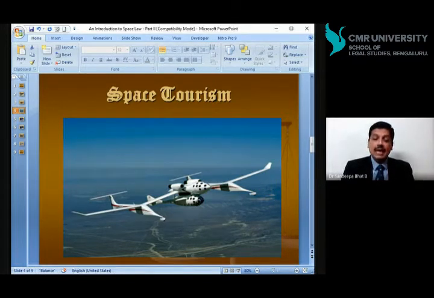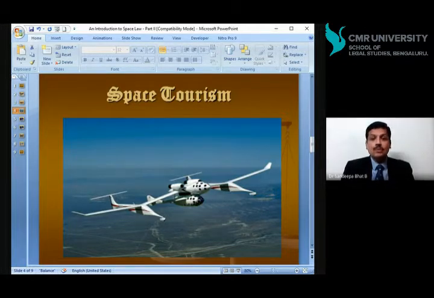Should it be aviation law or should it be space law? Especially because most of the space tourism activities involve vehicles which are aerospace vehicles. They would be flying in the atmosphere like an aircraft, and they're also capable of orbiting around the Earth just like a space object. They are aerospace vehicles. They have both the features of the aircraft as well as the space object.